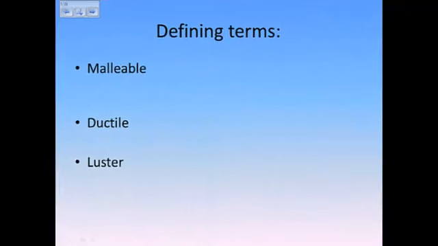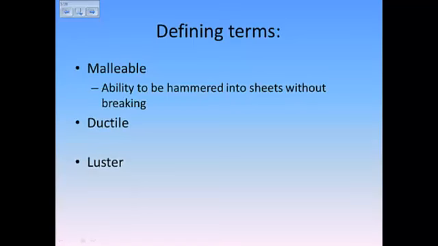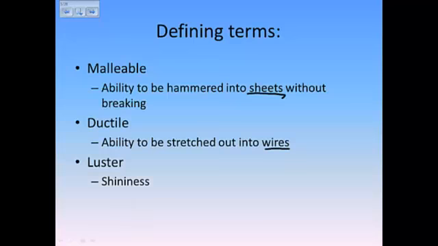Now here are the terms that I was going to tell you about. Malleable is being able to hammer it into sheets without breaking, obviously. It's not going to be a sheet that doesn't break. Ductility is being able to be stretched out into wires. So malleable is sheets, ductile is wires, and luster is shininess. And that's all you really need for this unit.